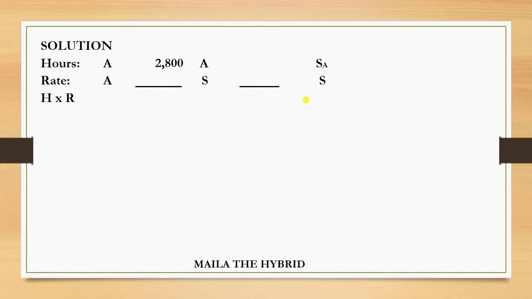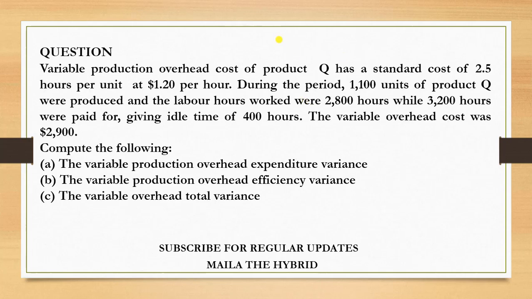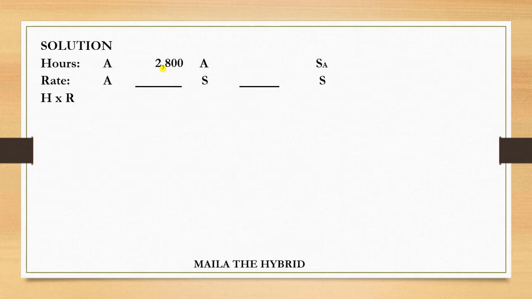We are given actual hours as 2,800. Note that when computing overheads, use actual hours worked, not actual hours paid for. If you go back and look, you'll note this. Here, we are given 2,800 hours. These were hours worked, but 3,200 hours were paid for. So use hours worked, so use 2,800. Now back to our solution. So actual hours worked is 2,800. We'll repeat it there. And then you will need standard hours for actual output.